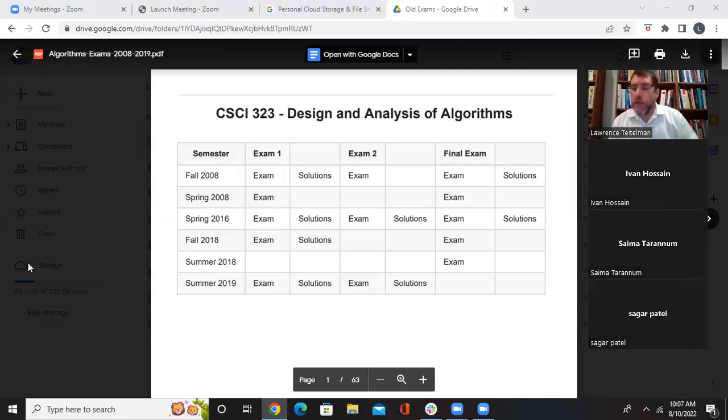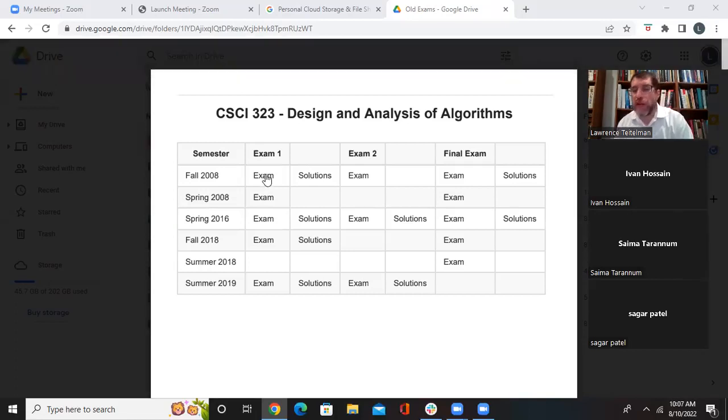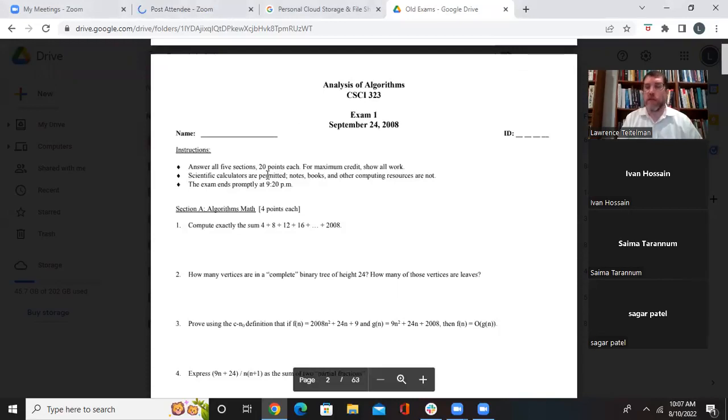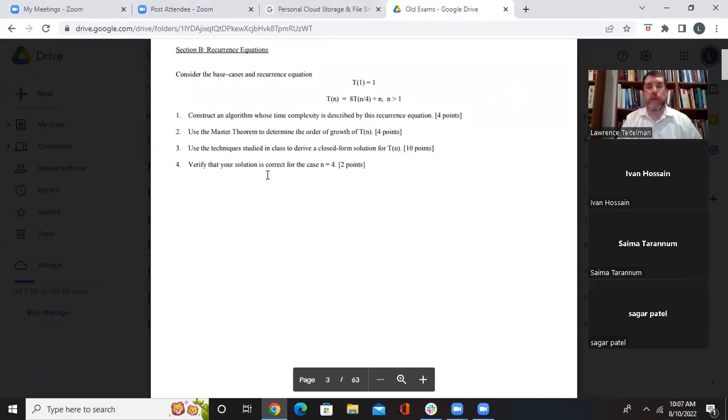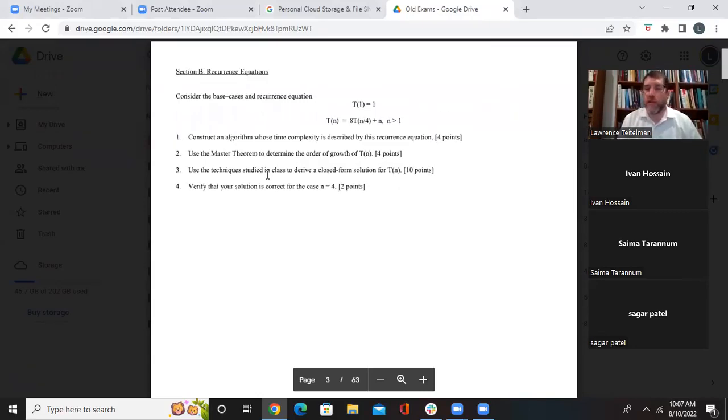Okay, can we go over 2008 final section B? Which one? Is this exam 1, 2, or final? Exam 1. This one here. Tell me with the recurrence equation. Are you talking about the recurrence equation, the one on the screen? Yes? Okay. So why don't we do that?